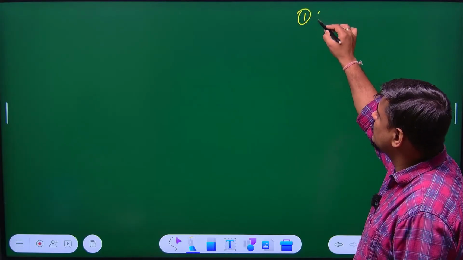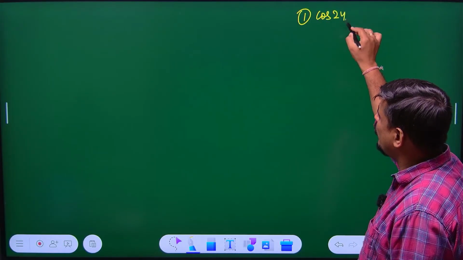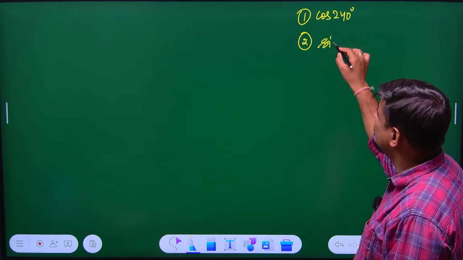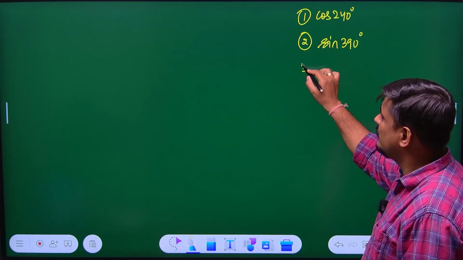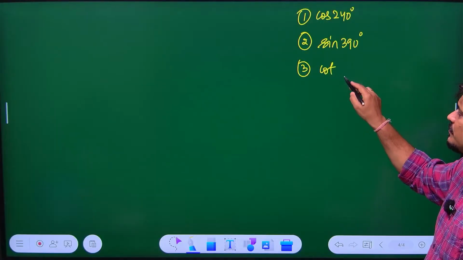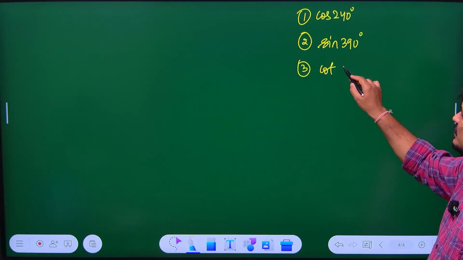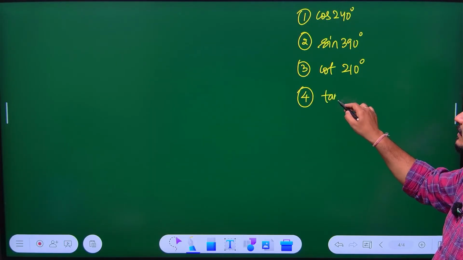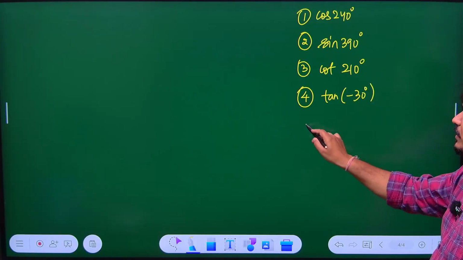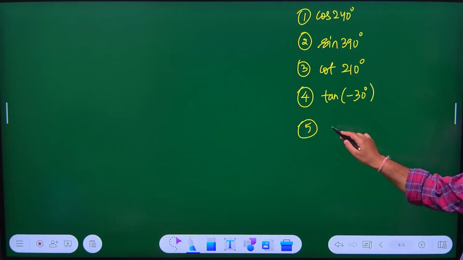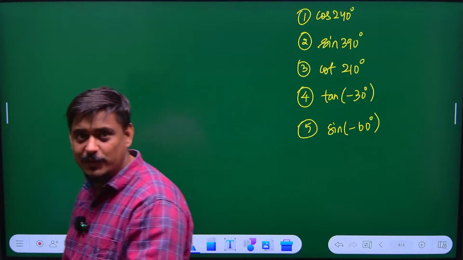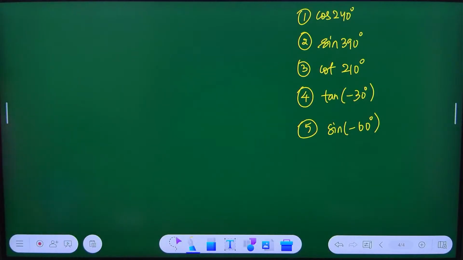First question is cos 240 degree. Second question is sine 390 degree. Third is cot 210 degree. Fourth is tan minus 30 degree. And fifth one is sine minus 60 degree. These 5 questions, if solved now, we'll discuss now. All of you give a try for these 5 questions.